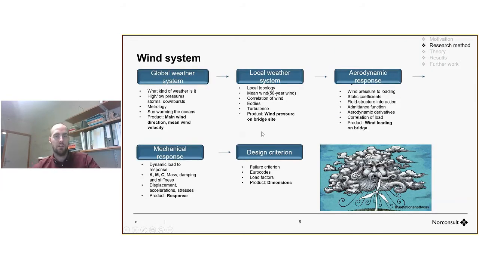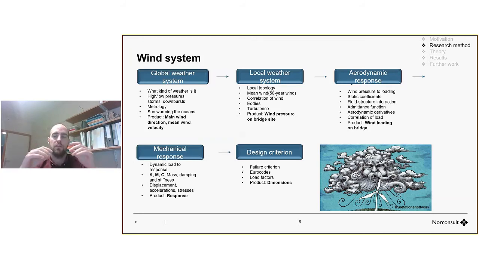So if you look at the global scale, you see the whole wind system. You have a global weather system with big storms, the meteorologists' way of seeing it. From that you get the main wind direction and the mean wind velocity. When the mean wind velocity and the main wind direction hit the local topology of the bridge site, it creates eddies and turbulence, and basically pressure that hits the cross section of the bridge. Then when these pressures hit the cross section, you get different kinds of dynamic forces that have their own correlation and admittance. You need different load models to handle that.